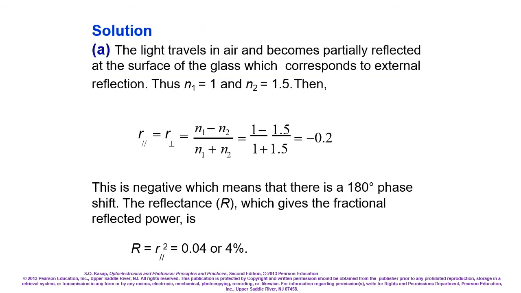Here's the solution. We know the equation is (n1 minus n2) divided by (n1 plus n2), which shows that when the light travels in air and becomes partially reflected at the surface of the glass, it is an external reflection. So we get a negative reflection coefficient, which means there is a 180 degree phase shift. The reflectance, however, gives the fraction of reflected power, that is 4%.